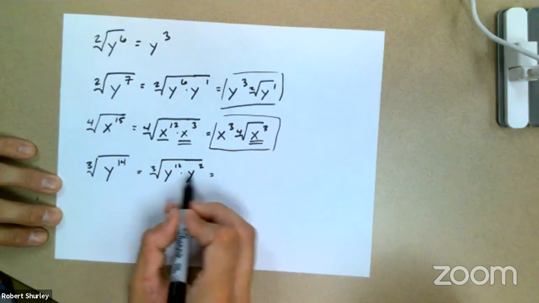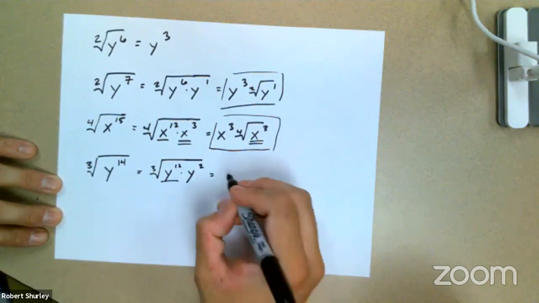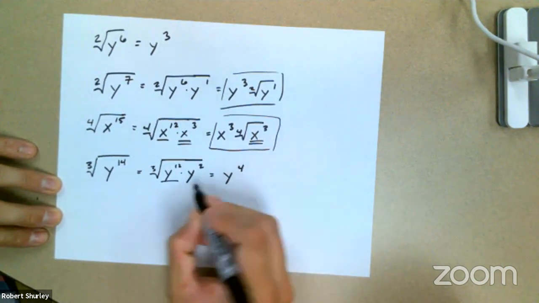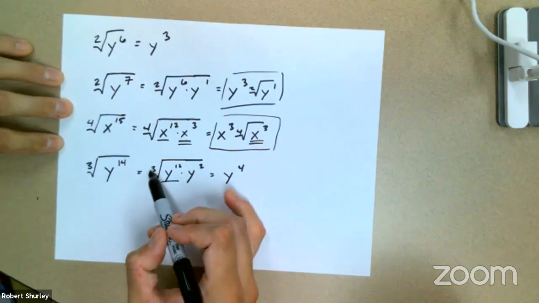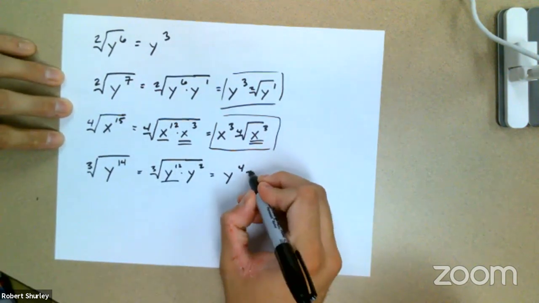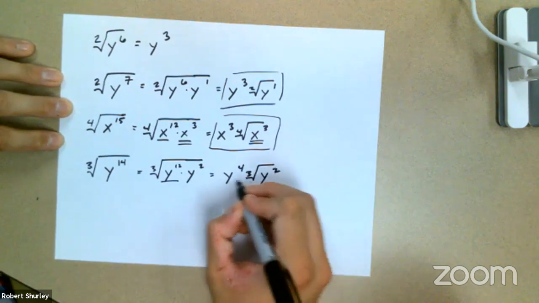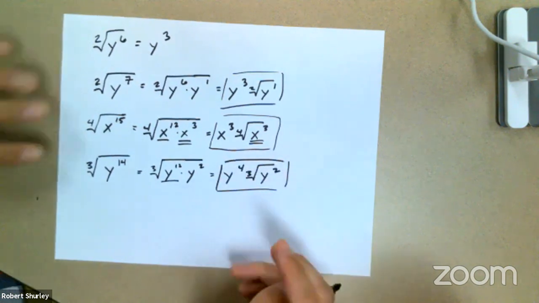And then I'm going to take the cube root of both of these. So the cube root of y to the 12th is just y to the 4th, right? 3 goes into 12 4 times. I can't take 3 into 2, so it's going to stay under the radical.